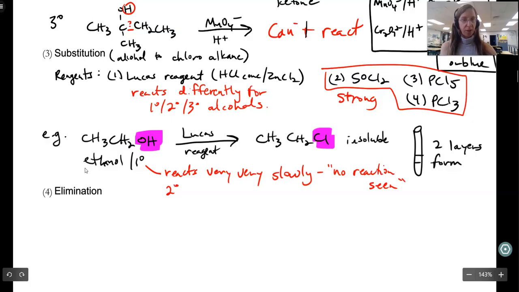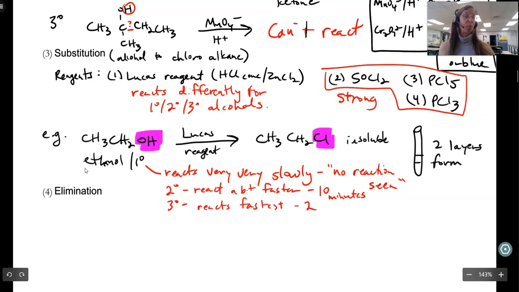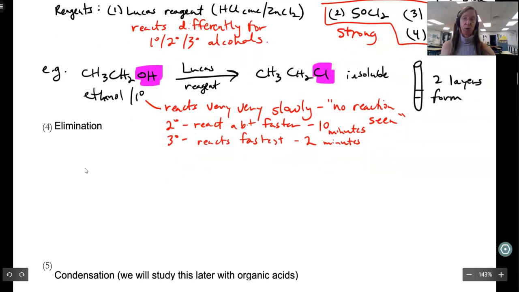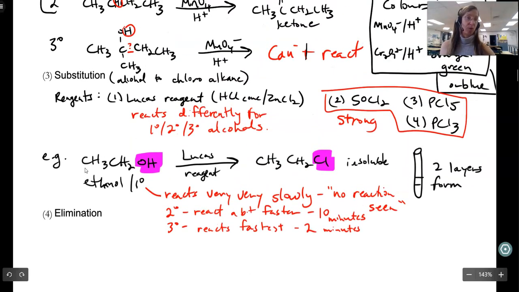A secondary alcohol reacts a bit faster, but it still takes about 10 minutes. A tertiary alcohol reacts fastest, say within about 2 minutes, approximately. So we can see the difference if we notice the time it takes for the two layers to form. So this one also is useful for distinguishing, for seeing the difference.